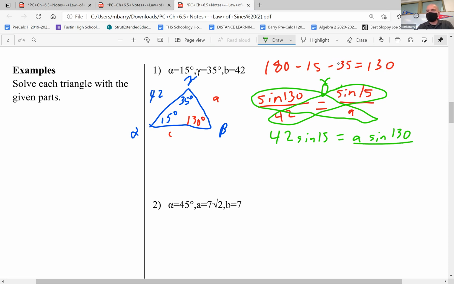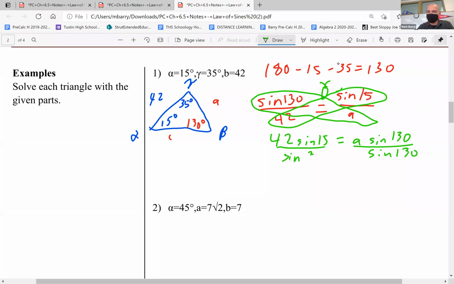All right, so we're trying to isolate a here, so we would divide the sine 130 over to the other side. Cancel that out. Okay. Quick note here. I've seen some students try to reduce the 15 over 130. Don't do that, especially if it was like 10 over 130. Students want to cross off a 0. You can't reduce with numbers that are inside of a sine, okay?